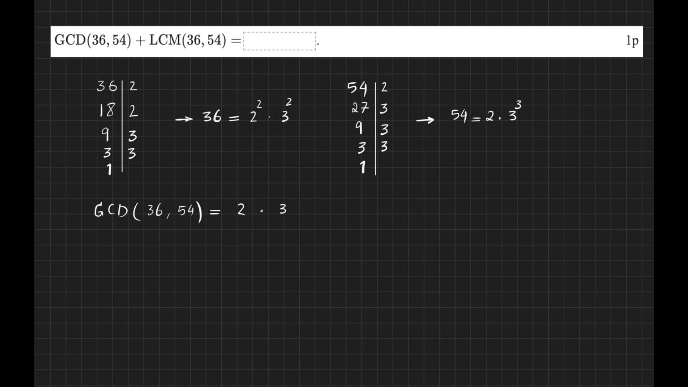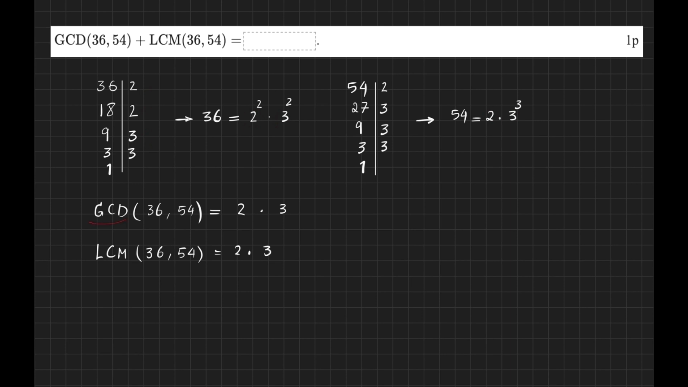For the LCM, I not only need the common factors, but if there is any other factor, I have to bring it in. But of course, in this case, we have only prime factors 2 and 3 involved. So then again, I have to write 2 and 3.